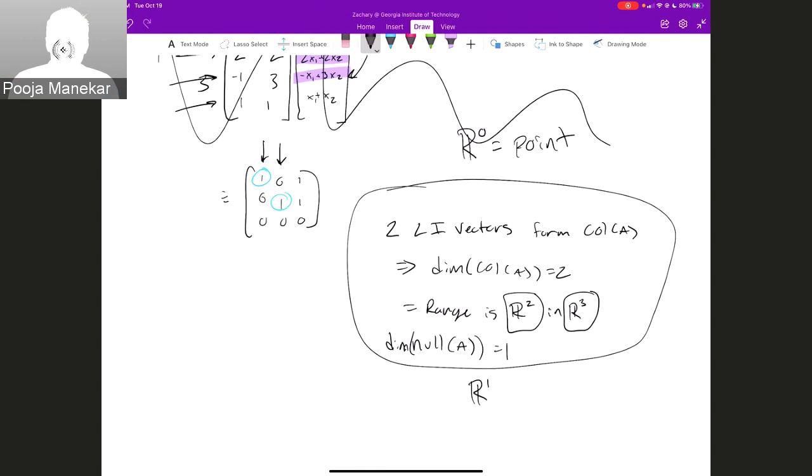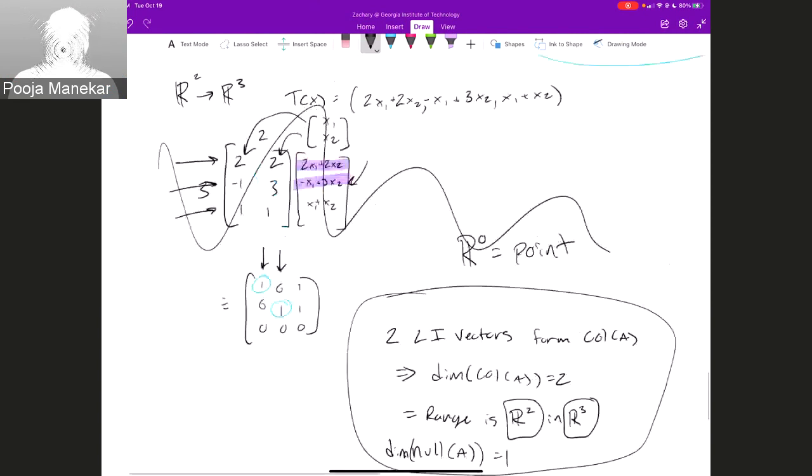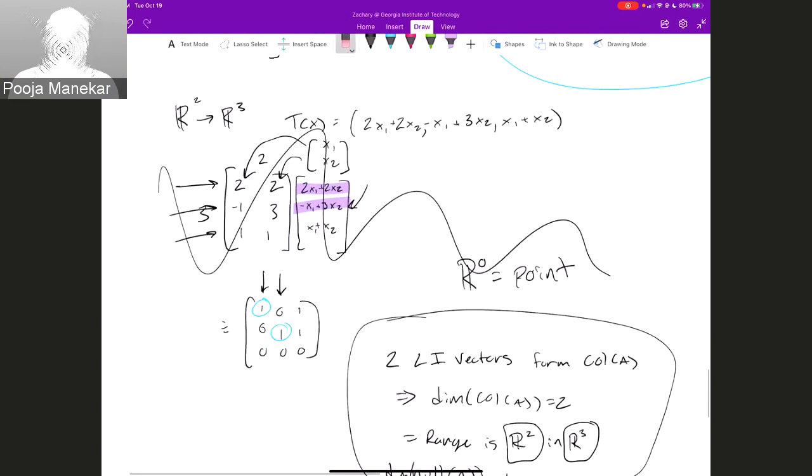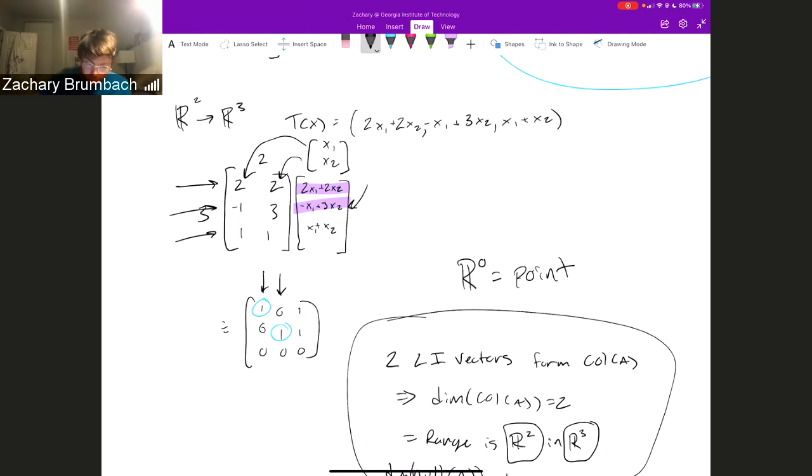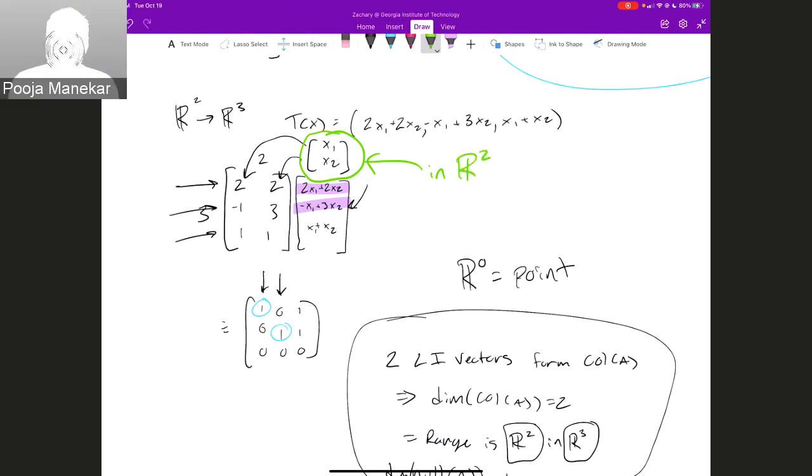So for part A of this question that we just did, we said it was a point in R2, but why is it R2 and not R3? Because our null space describes all x, okay? And our x is this vector here, and this is only in R2. Does that make sense?